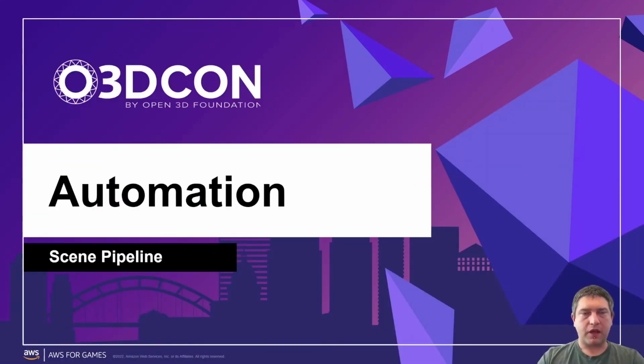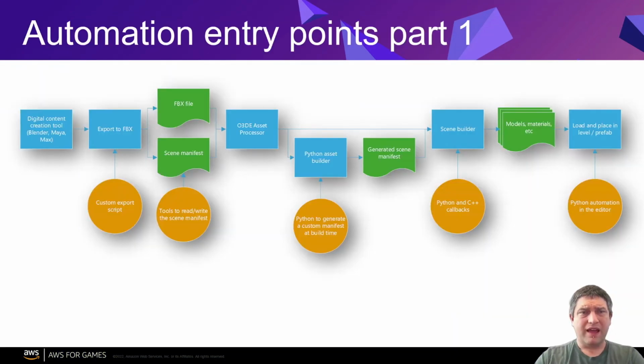The final topic I want to cover is automation, options for technical artists and engineers to save content creators time and steps by automating steps in their workflow. At a high level, here's what that workflow looks like for content creation. You start with the digital content creation tool like Blender, Max, or Maya. Export to a portable format like FBX.